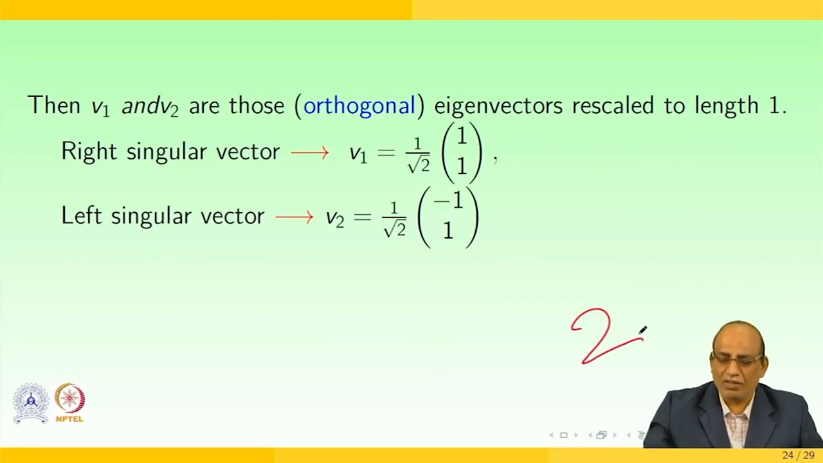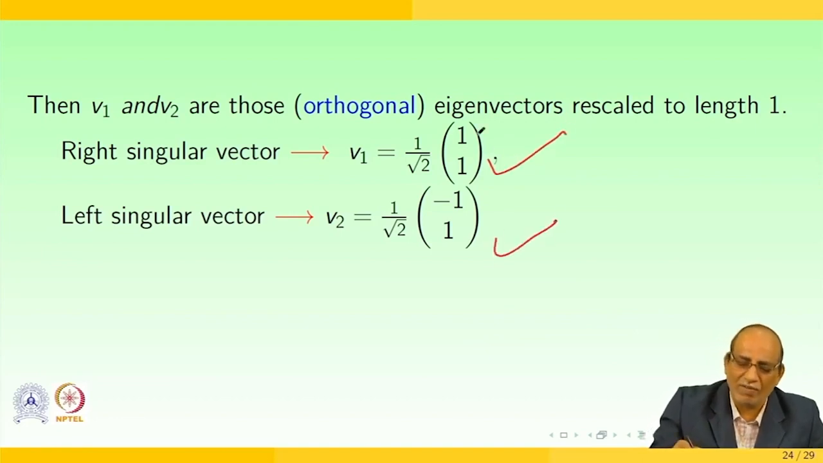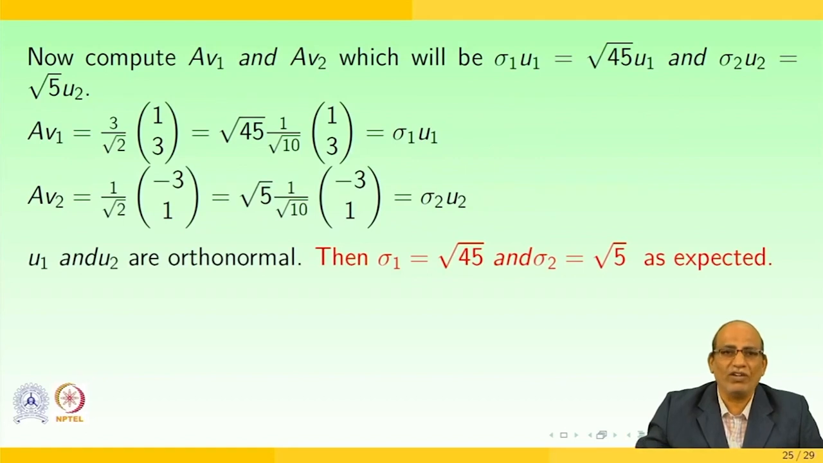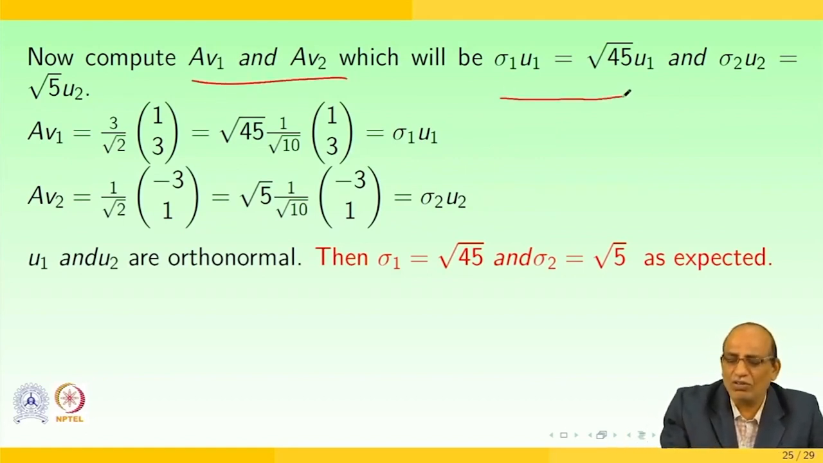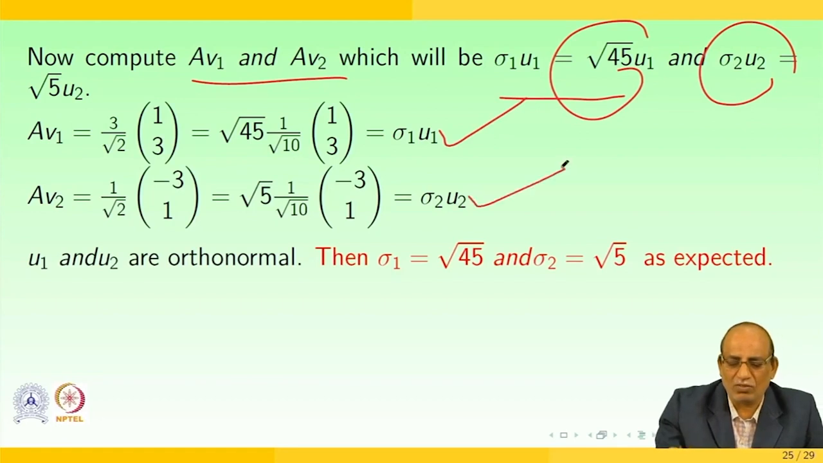So, we see that the right singular vector V1 is this and the left singular vector is this. They differ by the values over here, but the coefficient remains the same in either case. When you compute AV1 and AV2, you get sigma 1 U1 is this, sigma 2 U2 is this. So AV1 turns out to be this, AV2 turns out to be this.